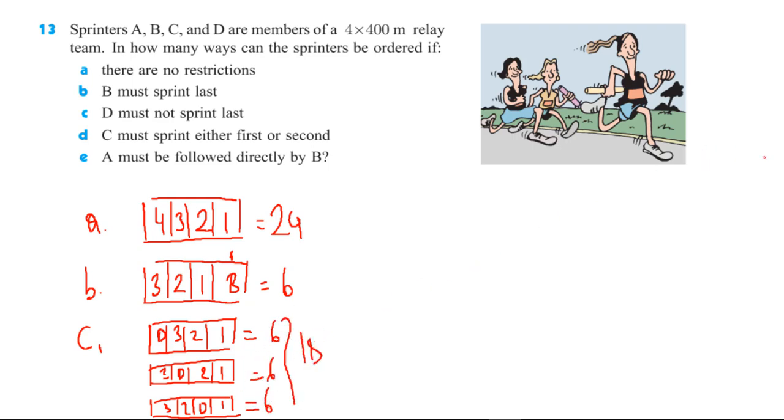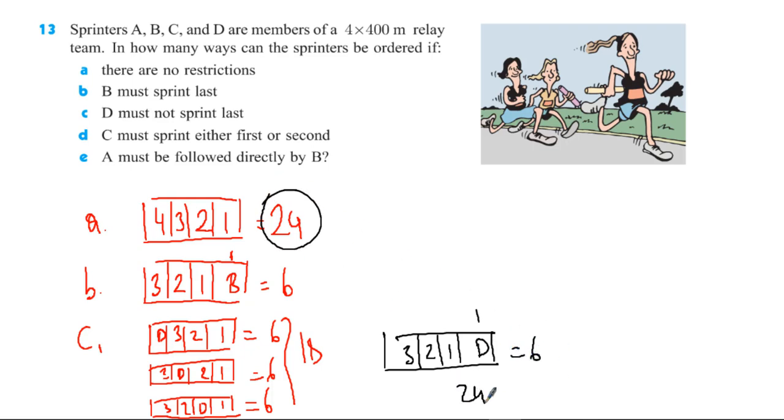For the last, D cannot come. Or how can you solve it? Actually, let's say we put D at the end. I have 1 choice here, then I will rearrange the 3 other guys here, so I have 6 choices. Out of 24, I will just subtract 6. It will give me 18. So let me write it here: 24. For B, we found 6. For D, it's 18. And for C, who must sprint either first or second.